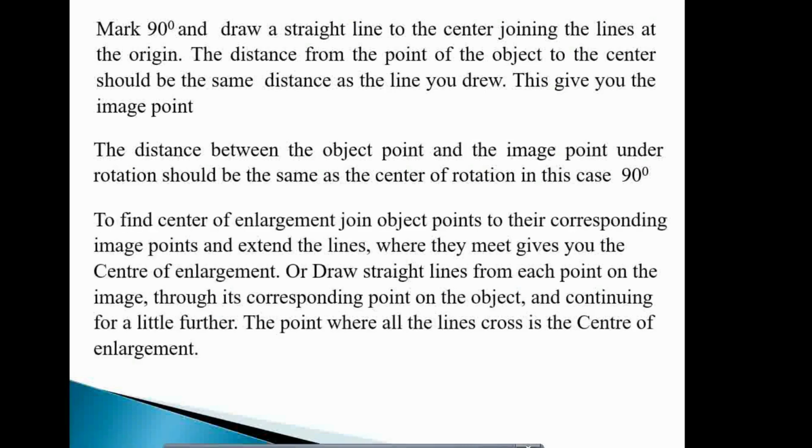And then you can also find the center of enlargement in case the object was enlarged. To find the center of enlargement, what you need to do is join each object point to its corresponding image point and extend the lines. Where they meet gives you the center of enlargement. Or draw lines from each point on the image through its corresponding point on the object and continue a little further. Then the point where all the lines cross is what we refer to as the center of enlargement.